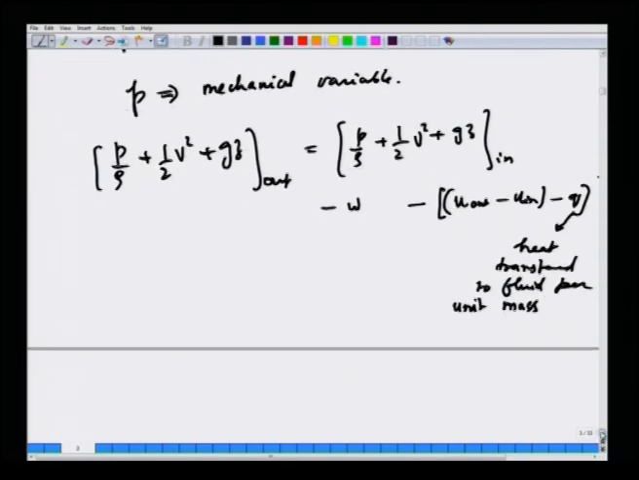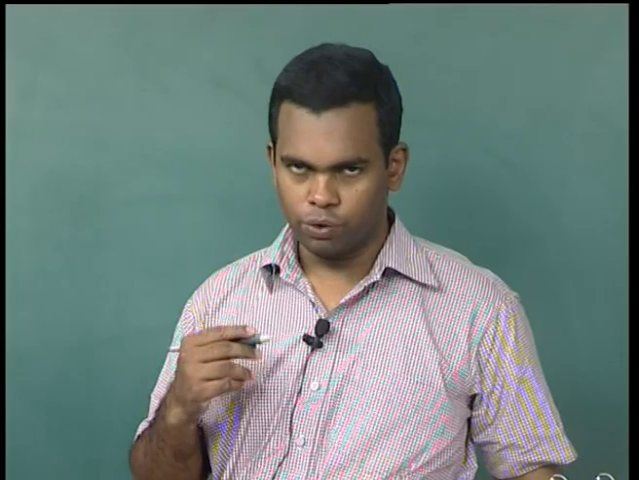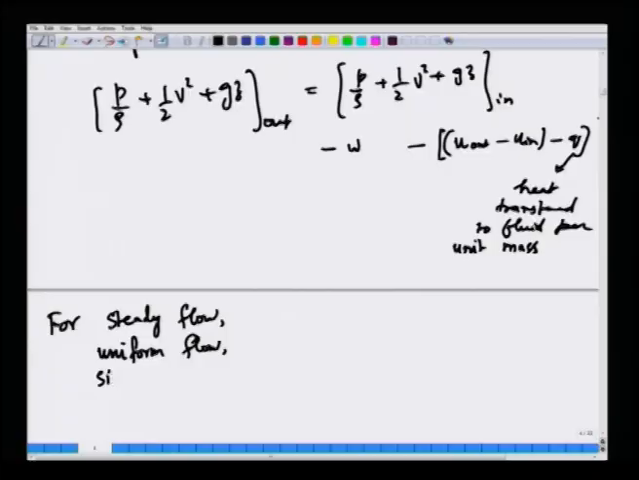Okay. So, finally, we have a simplified equation for steady flow, uniform flow, that is, the flow properties such as velocity, density, internal energy are invariant with the cross section at inlets and outlets. Steady flow, uniform flow, single inlet, single outlet.